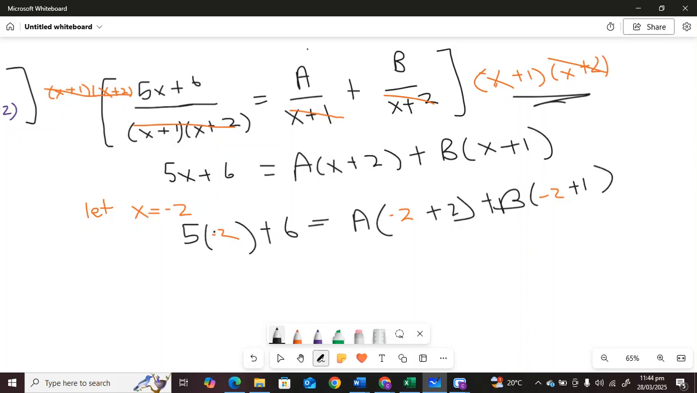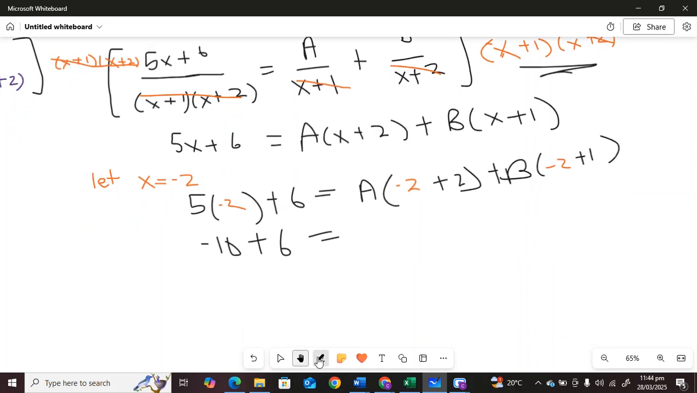Okay. So 5 times -2, that is -10. -10 plus 6 here on our left hand side will give us -4. Okay. Here, -2 plus 2, that is 0. 0 times a has been eliminated. Okay, we remain with b, -2 plus 1, that is -1.